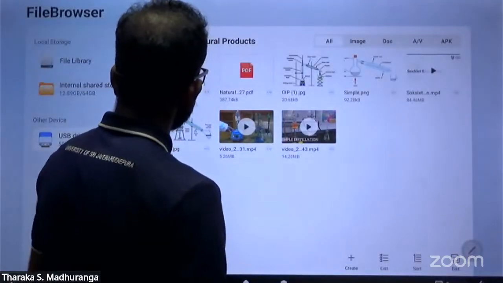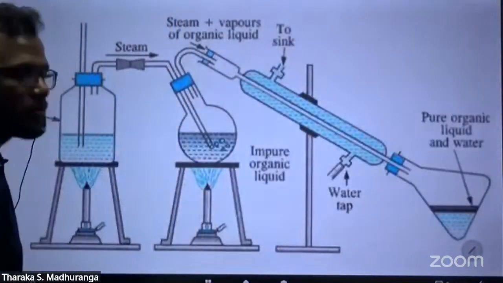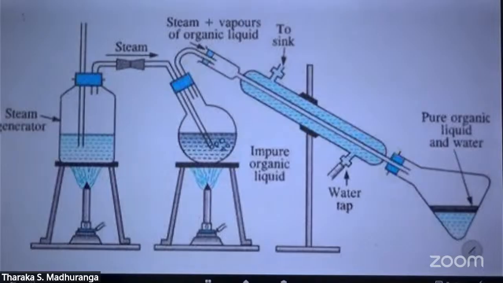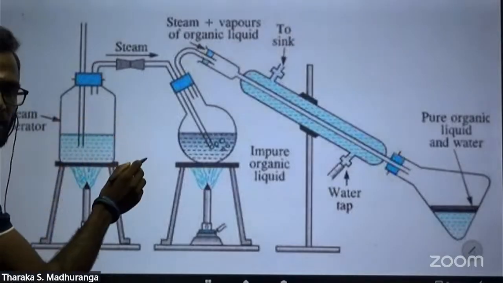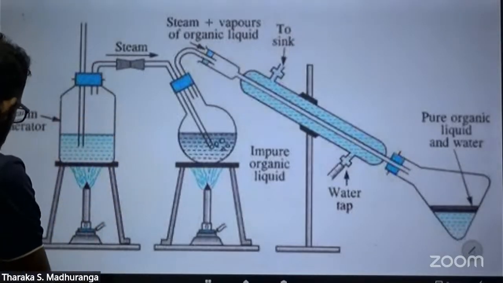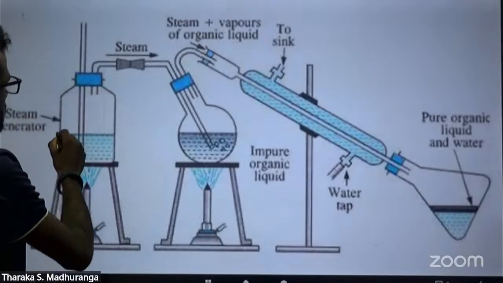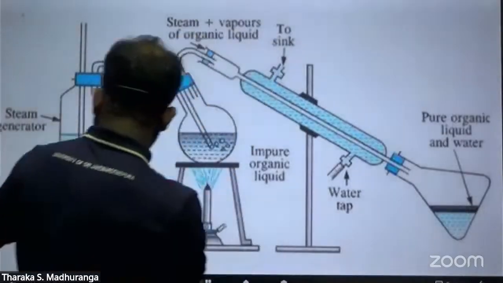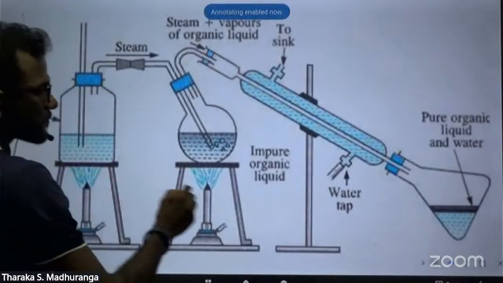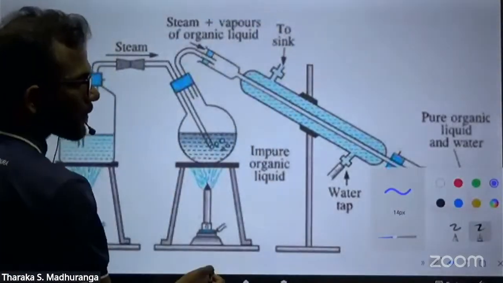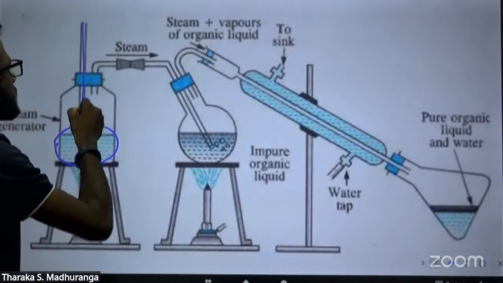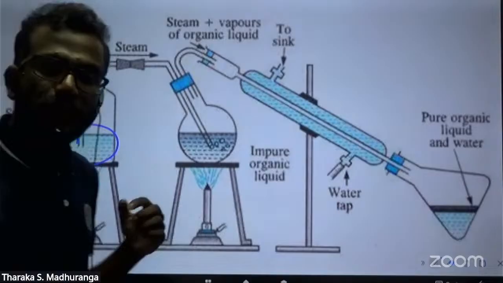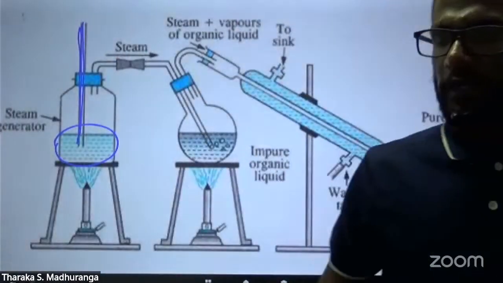If you search on the internet, you can find this type of figure for steam distillation. This is the solvent, and there is an additional line. What is this? That's a pressure control line.